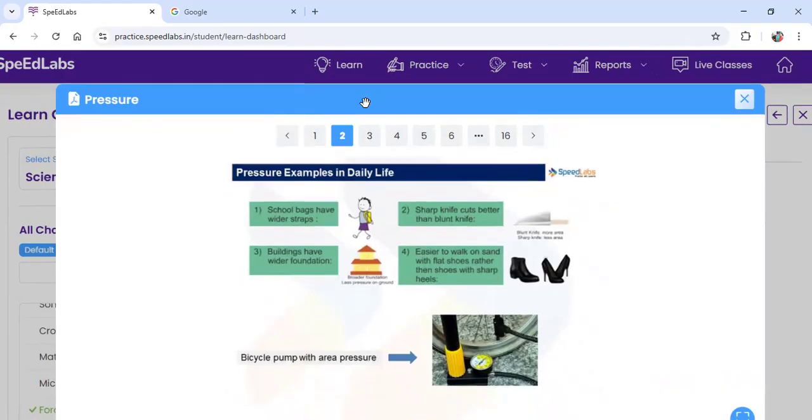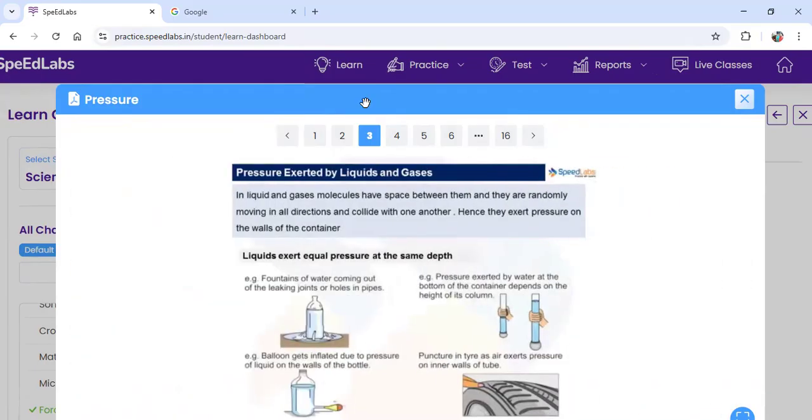Bicycle bumps with area and pressure, you can see here. Okay, next, pressure exerted by liquids and gases.